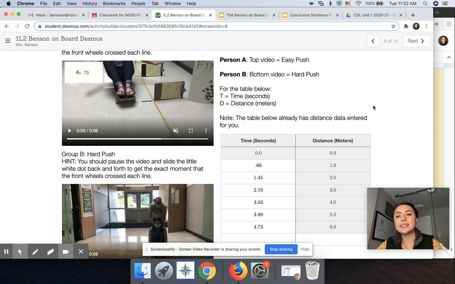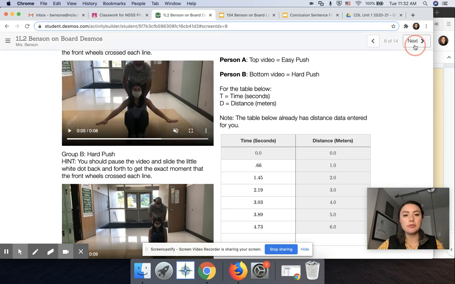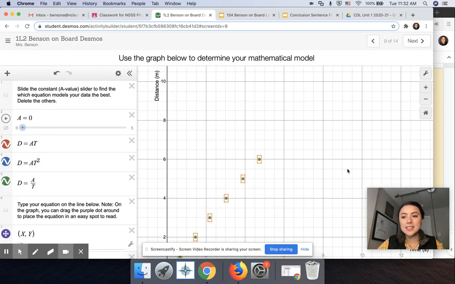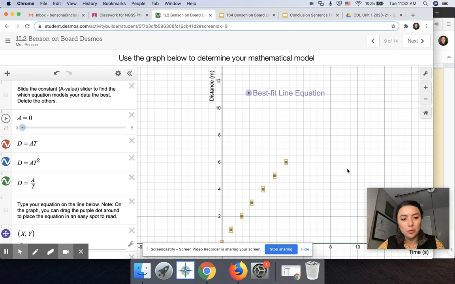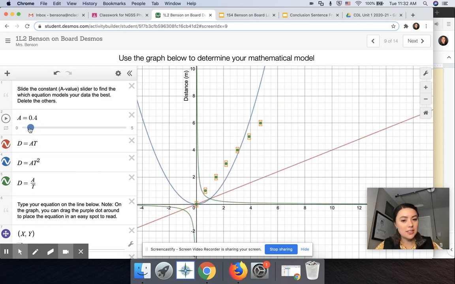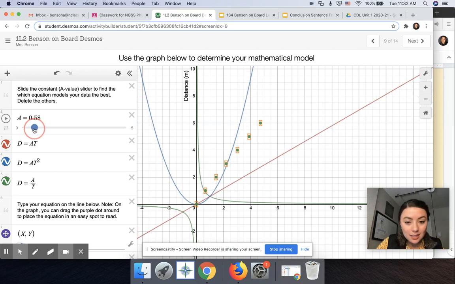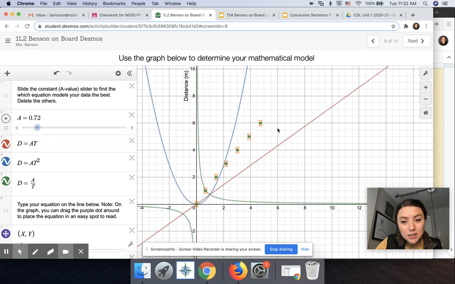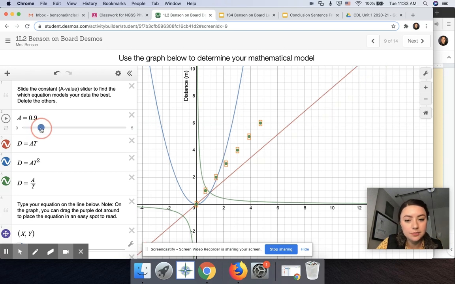All right, so now that I have my data, I'm going to go ahead and go on to the graph, which is here. And Desmos is super cool because it graphs automatically for you. But what we really need to focus on is figuring out our best fit line. So we're going to take this A value, move this up so you can see it, and we are going to increase it until one of these equations matches our data. It looks like at this point that if I keep on increasing it, this red line is going to match my data points. So let's see if that happens.